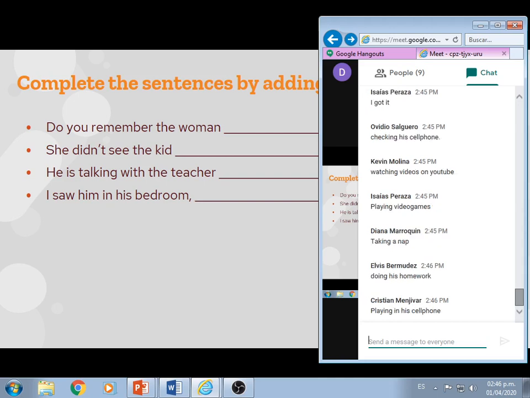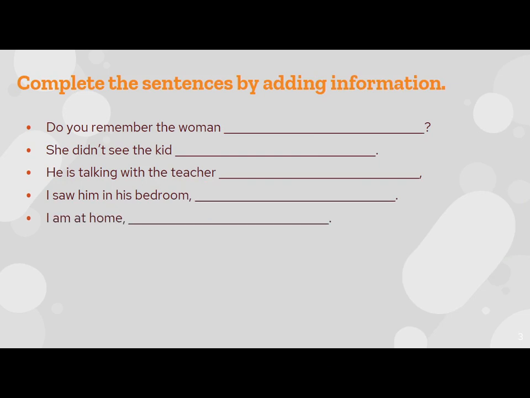So if you see, what we're doing is adding more information about the last thing that we're talking about. So in this case, I saw him in his bedroom. Yeah, you saw him, but what else was he doing in his bedroom? So in this case, watching videos on YouTube, checking his cell phone, playing video games, taking a nap, doing his homework. Okay, so let's move on to the following one.